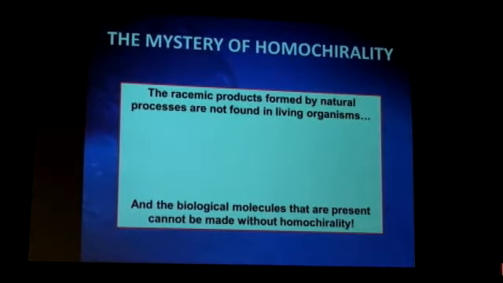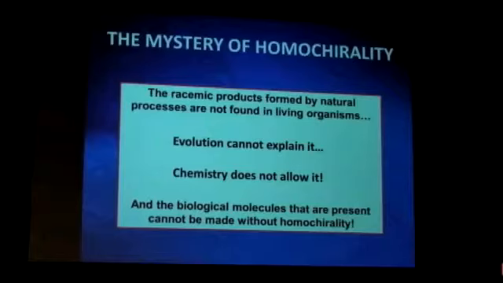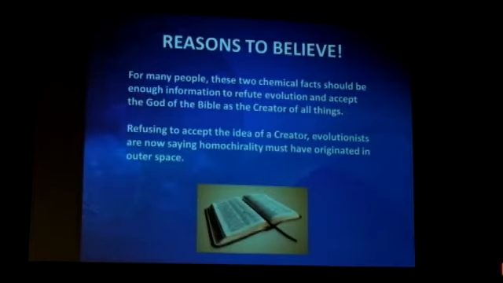The mystery is that the racemic products formed by natural processes are not found in living organisms, and the biological molecules that are present cannot be made without homochirality already there. This is a major dilemma for evolutionists. Evolution cannot explain it, and chemistry does not allow it. And so they are forced to make a different decision.